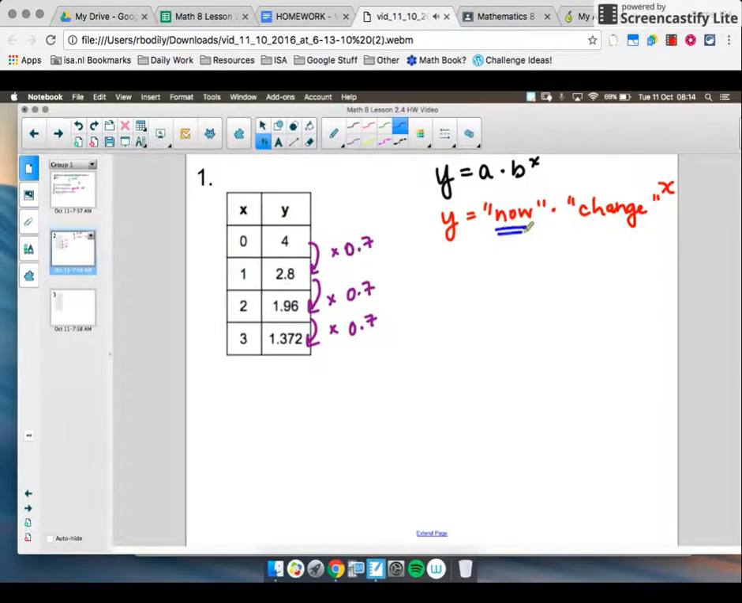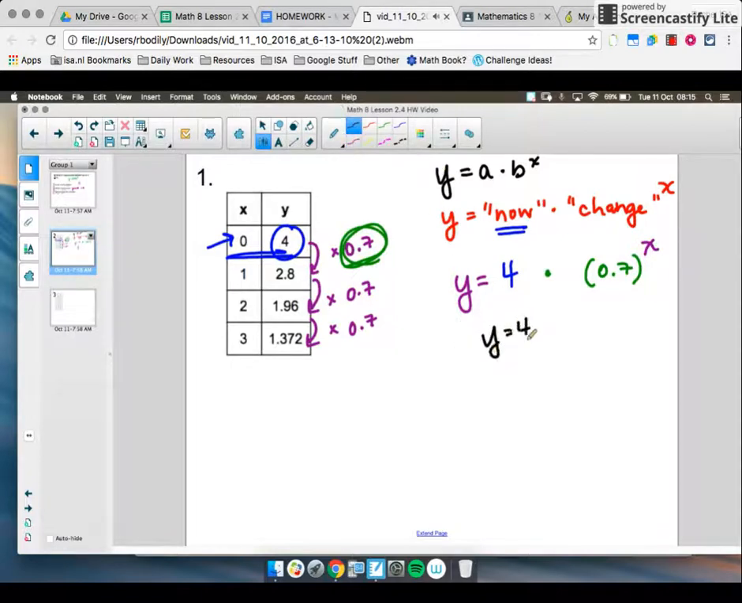The now just means, at 0, what is this function? And in this case, it's 4. And the change means, how is it changing each time? In this case, it's changing each time by 7/10. So we've got our function. We've already figured out our general rule. It's just y equals 4 times 7/10 raised to the power of x.